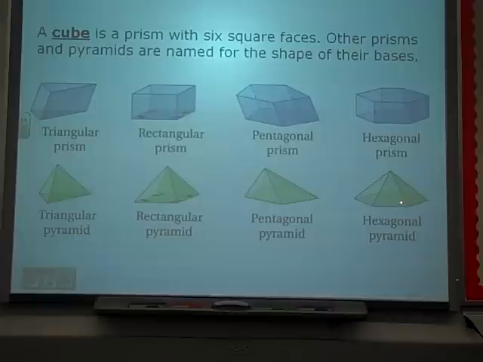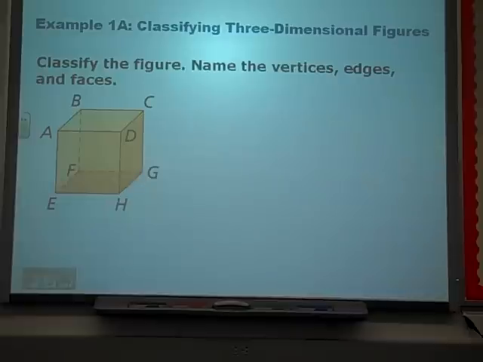Again, with the hexagon in the base, but notice it comes to a point here, so it's a hexagonal pyramid. Again, with a pentagon for the base, 5 sides, but it comes to a point. There's not a base up above it, so it's a pentagonal pyramid. Same with the rectangle, and same with the triangular pyramid.